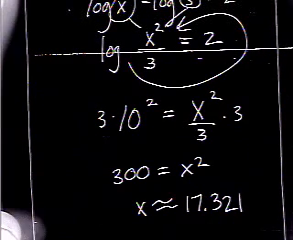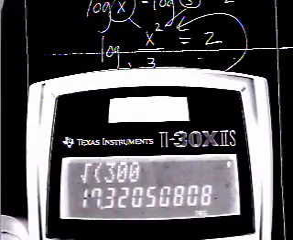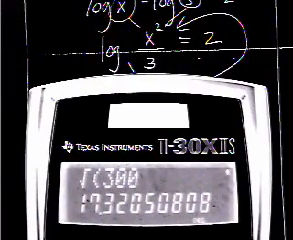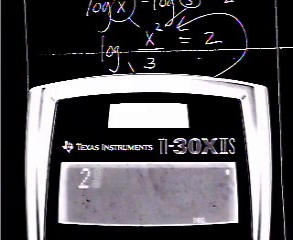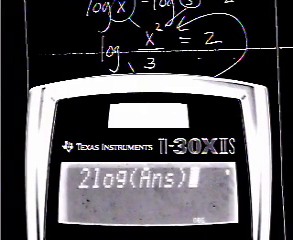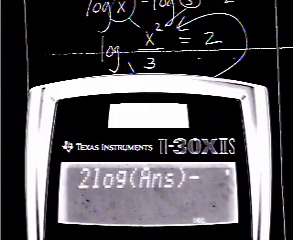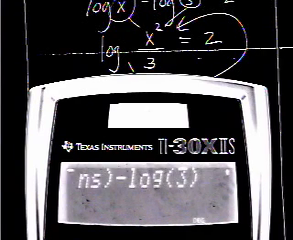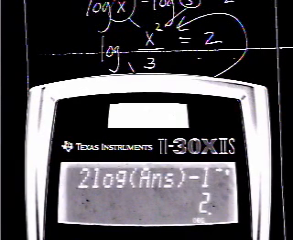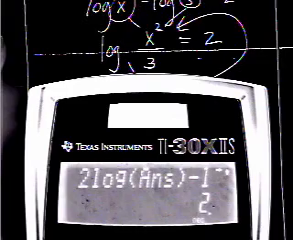You can always go back and double check and type the original equation back in using answer for the x values. 2 log of the answer minus log 3, and you better end up with a 2 if you're going to have the right answer. So, works out great.